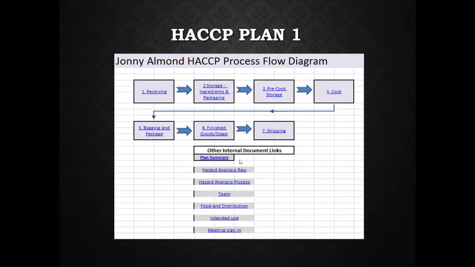Some other areas in the HACCP plan. We have a hazard analysis for our raw materials and a hazard analysis for our process. Essentially, the hazard analysis is just going through and saying, okay, for our raw ingredients, what are the hazards at the receiving level? What are the hazards at the storage level here? What are the hazards at this storage level? What are the hazards in cooking? Well, cooking is the process, but part of it is still raw. What is the hazard analysis for the bagging process, for finished goods and staging, for shipping?